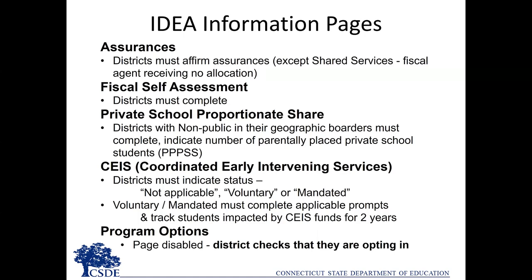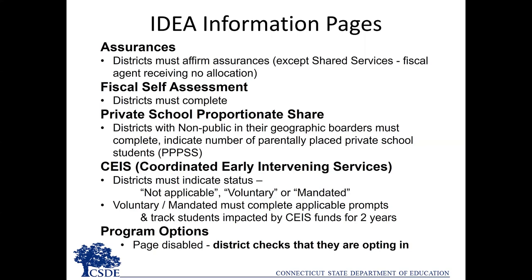The private school proportionate share piece is in there. This is for non-public schools that are within the geographic borders, and it must be completed, indicating the number of parentally placed private school students. Then you're going to do the calculation for a proportionate share, which is a set aside, and the district determines how the money will be spent. This is determined in your meaningful consultation time, which is one of the related documents that needs to be uploaded.